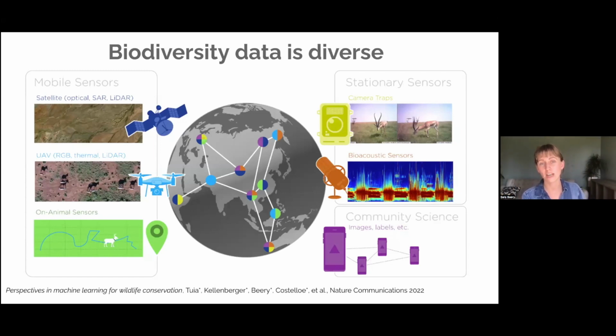As well as community science data, which is basically leveraging the power of passionate citizens around the world to capture images of plants and animals that they see and upload them into large-scale repositories like iNaturalist, which enables community members to contribute to scientific occurrence observations.